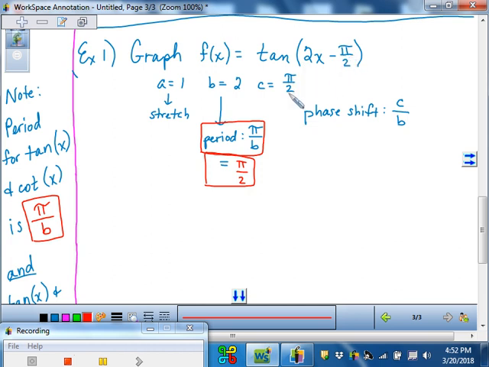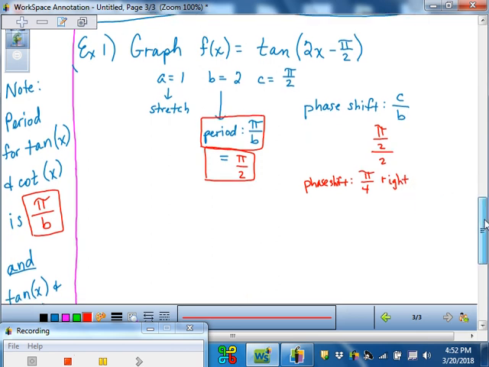Our c value is pi over 2. So our phase shift, where we're going to be having our graph start on the midline, is going to be c divided by b. So if we take pi over 2 and we divide by the b value, which is 2, we end up with pi over 4, and this is our phase shift. Now this is a positive pi over 4, therefore it will be going to the right, pi over 4.